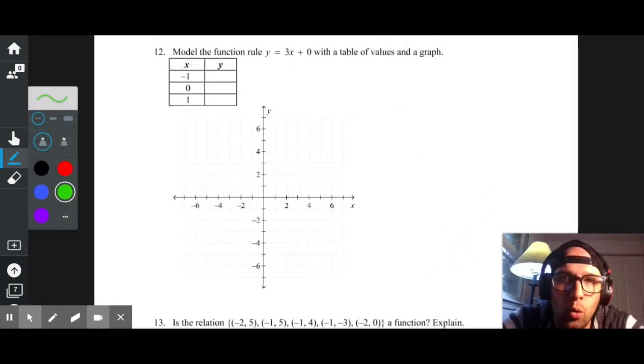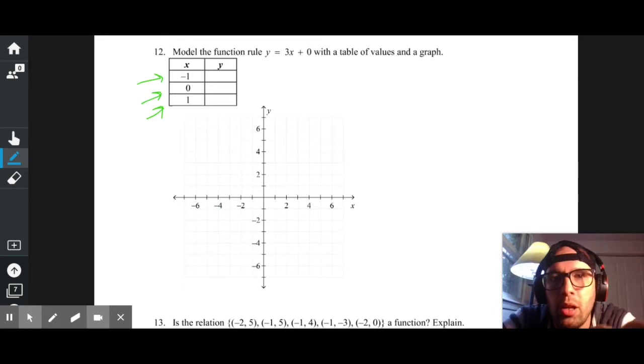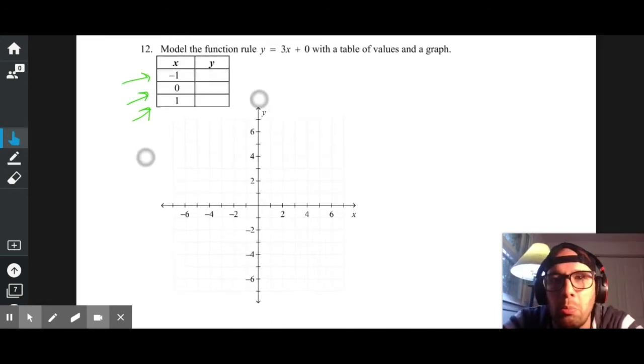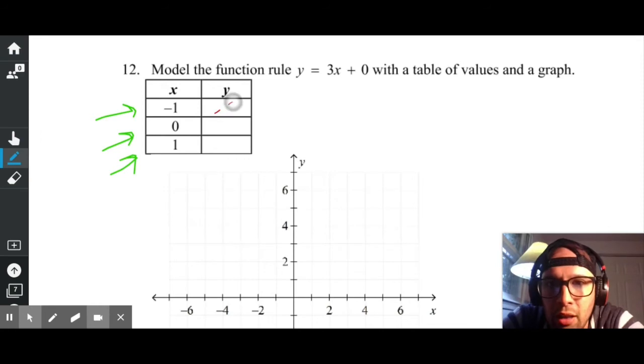Model the function rule y equals 3x plus 0 with a table of values and graphs. Model. Sounds like me back in high school. So what I do is I take these numbers right here and I plug them into that equation up there. 3 times negative 1 plus 0 is negative 3. 3 times 0 plus 0 is 0. And 3 times 1 plus 0 is 3.